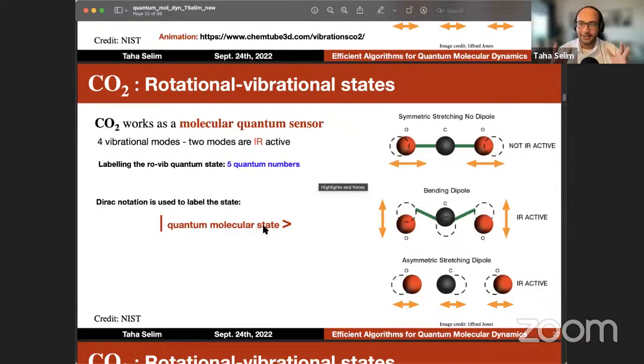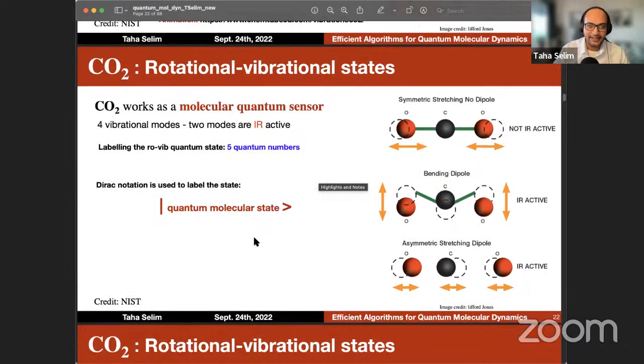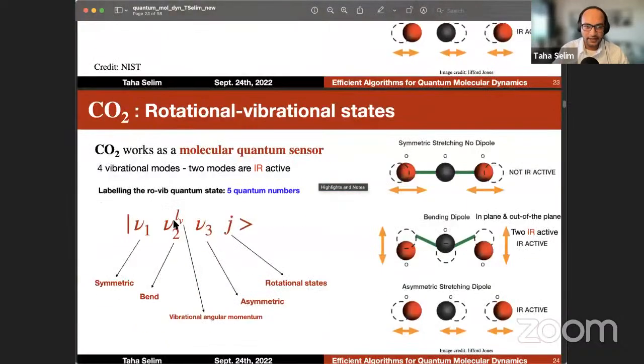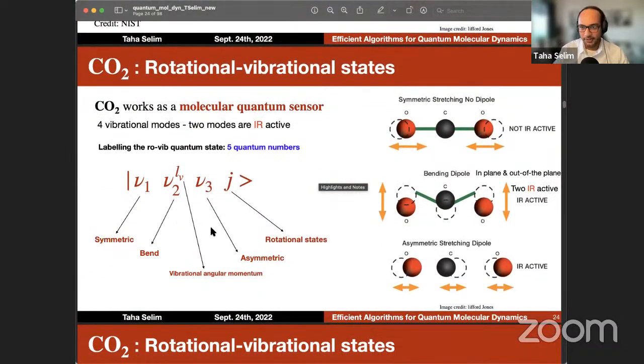Dirac loved compact notations and drawings and so on. He loved geometry, so he wanted to express quantum mechanics in a very compact, elegant way, and this is why he used these compact notations. And for that, we squeeze the 5 quantum numbers between the brackets of the Dirac notation. And this is the definition of these quantum numbers.